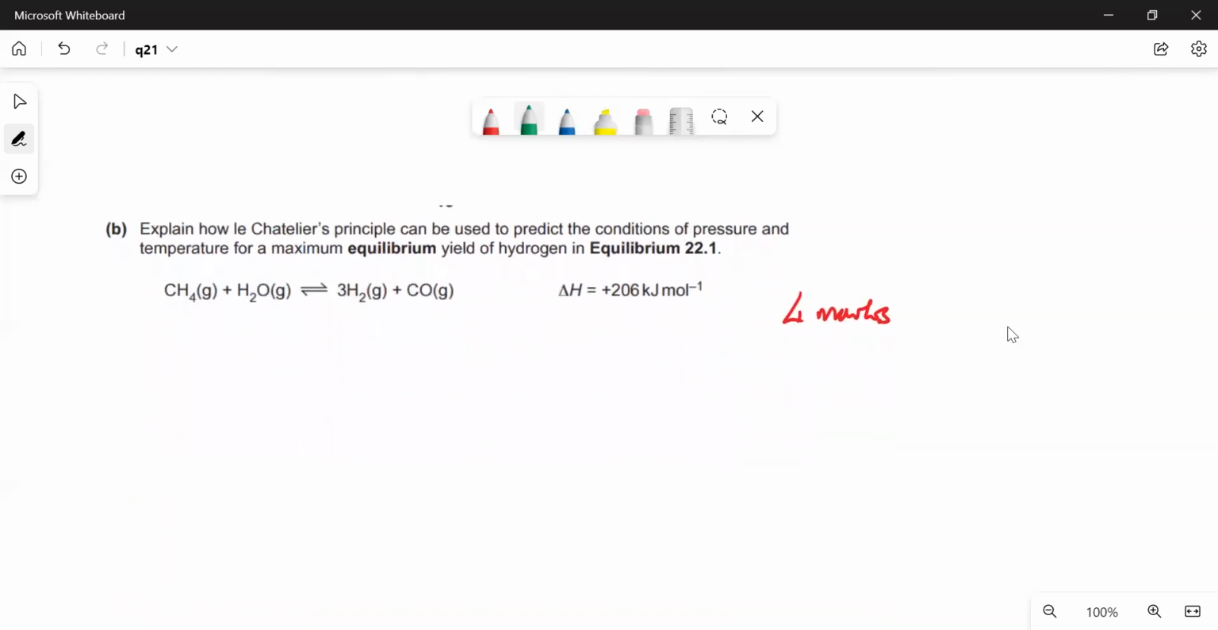Okay, explain how Le Chatelier's principle can be used to predict the conditions of pressure and temperature for maximum equilibrium yield. Okay, so 4 marks going for this. What does Le Chatelier say? Whatever you do to an equilibrium, it will try and oppose the changes. So what should you do? Look, it is an endothermic reaction.